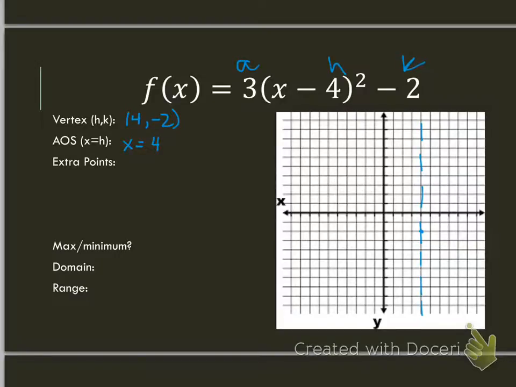And now I need more points to find my V. Okay, if we look, this is a +3, so it should be a happy face. So it should be a minimum. We should be seeing a minimum here. And my vertex is always my highest point or my lowest point. So my vertex is going to end up being that minimum point, but we'll see it when I graph it. First off, I need some extra points.